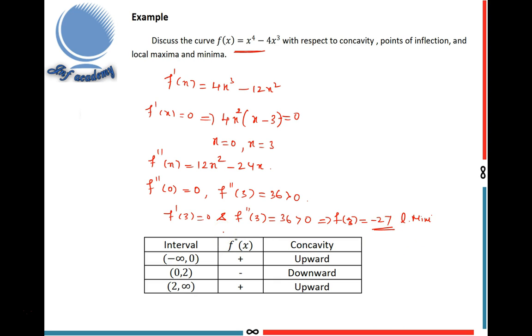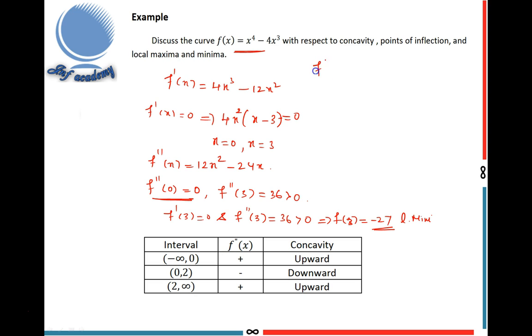And another case is available. f double dash of 0 equals 0. Since f double dash of 0 equals 0, the second derivative test gives no information about the critical number 0. But here I use the first derivative test.